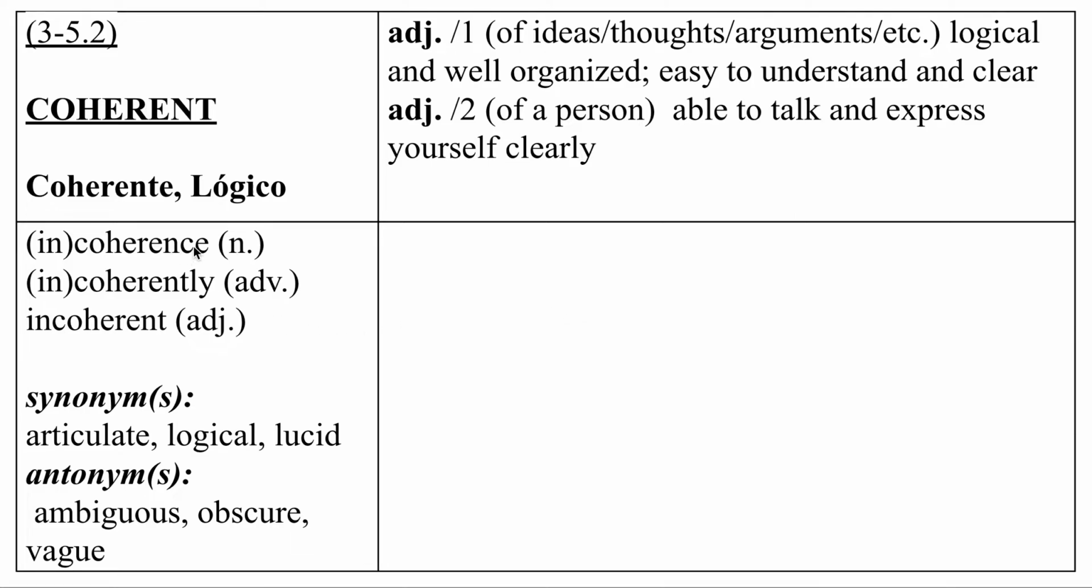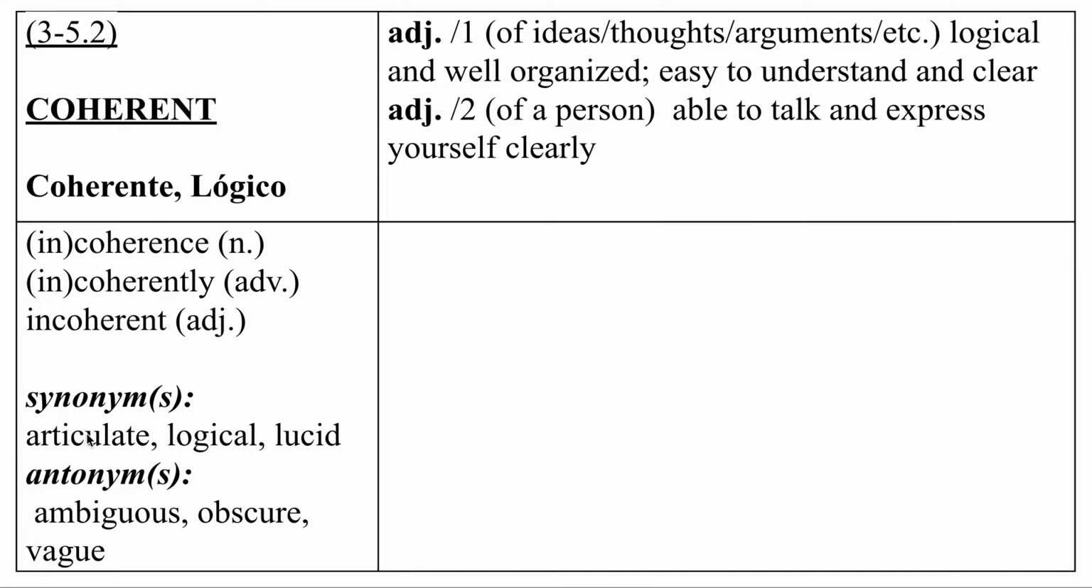Word families for coherent. Coherence is a noun, and then incoherence, if you add in, makes the opposite, so that means not. Incoherence, not being organized, not being clear. Okay, coherently, I bet you guys have seen this before by now, ly. Ly is an ending, and it means mente, that's right, mente. So coherently, coherentemente, in a coherent way. Opposite of coherently, incoherently. And the opposite of coherent is incoherent, which is an adjective.